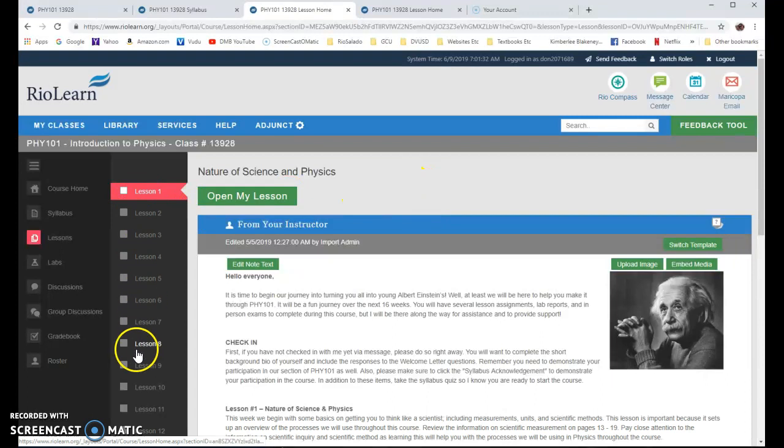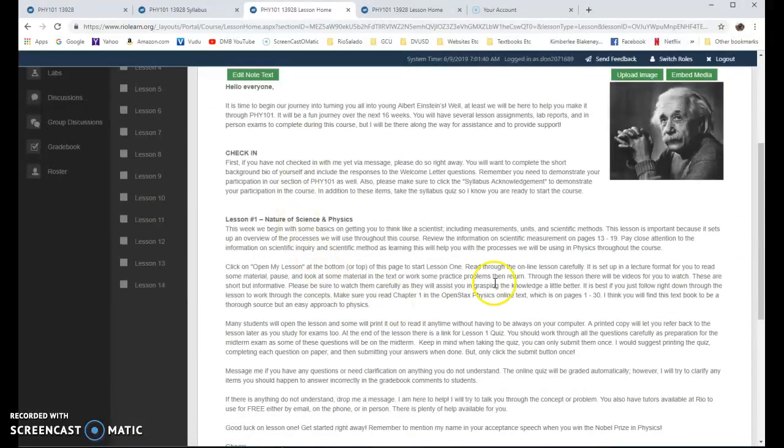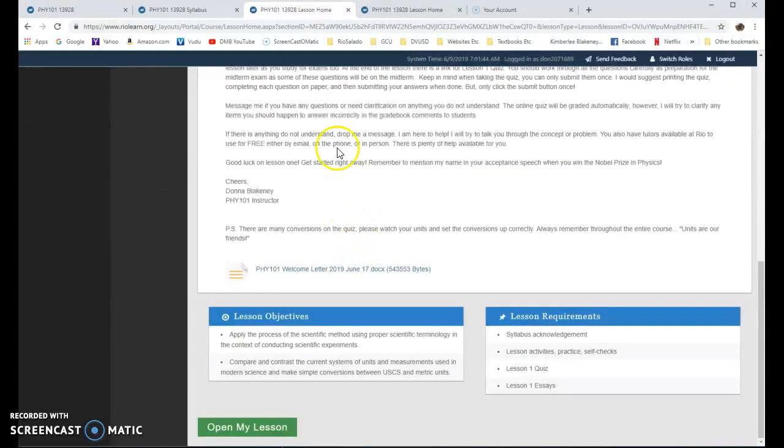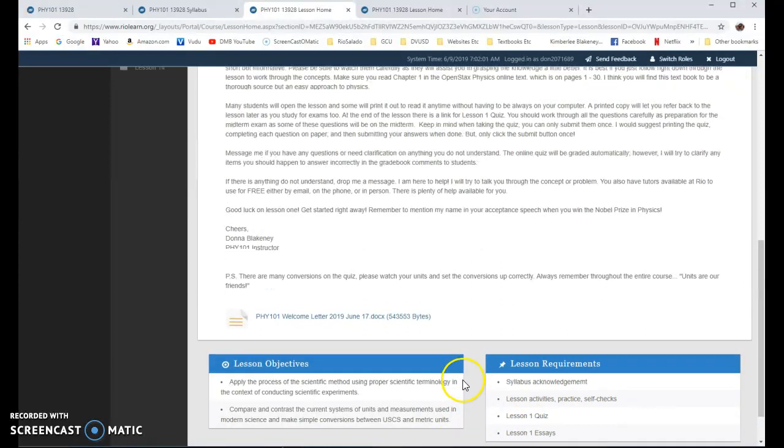You'll have a list of the lessons and make sure you're in the correct one. When you do get to the correct lesson, you'll see From Your Instructor, which are additional notes that I have put together. In those, you'll either see a picture or a video, and below that will be attachments that I found were necessary for you to have for this lesson. Below the instructor notes, you'll see lesson objectives and lesson requirements. The requirements are the assignments that you must complete for that particular lesson.